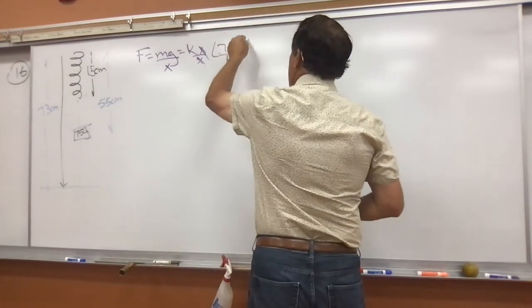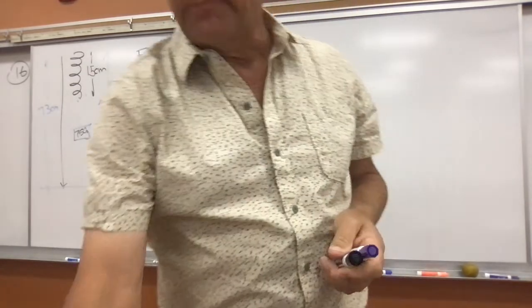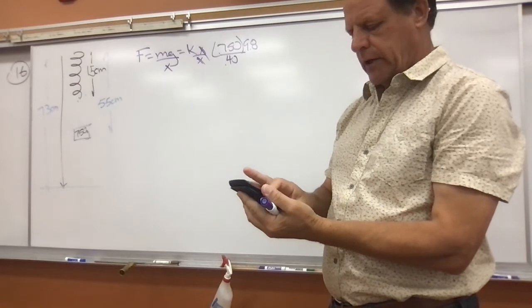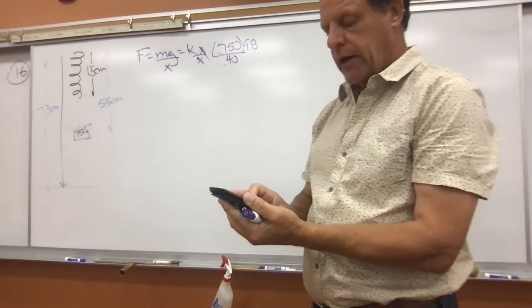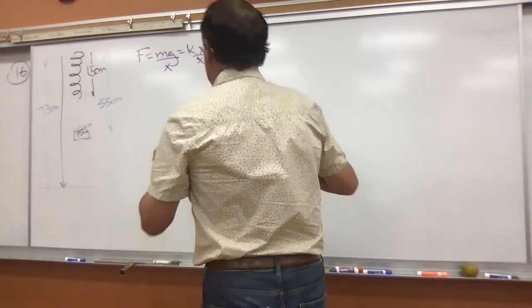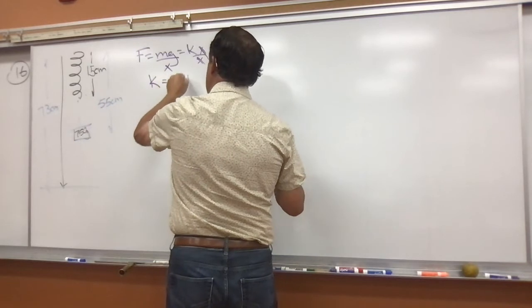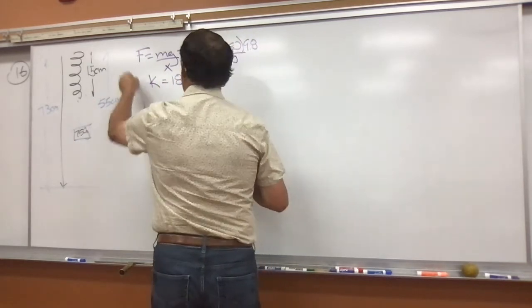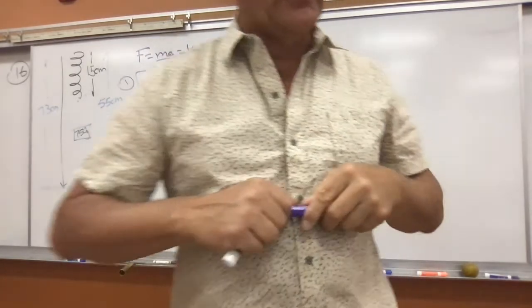And then we also have 9.8. So let's calculate that. So 0.75 times 9.8 divided by 0.4 gives us a K value of 18. We're going to call it 18.4. Okay. So our K value is 18.4 newtons per meter. Okay. And that is the answer to question number one.